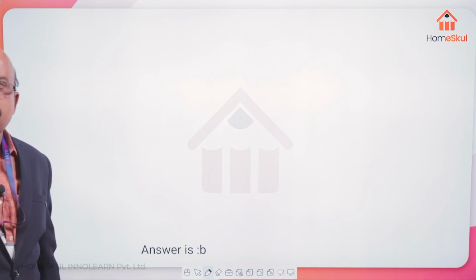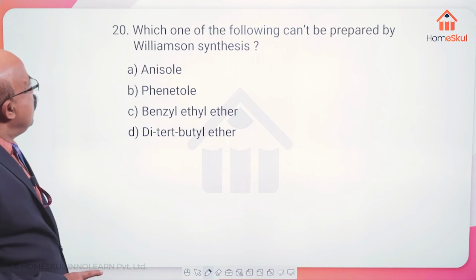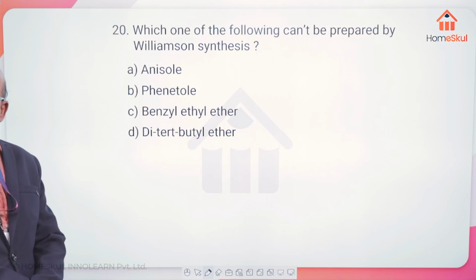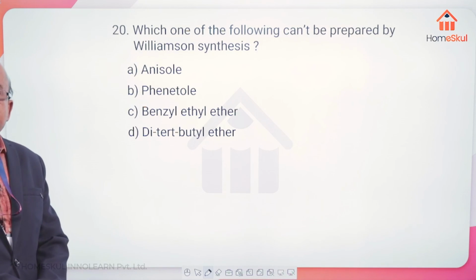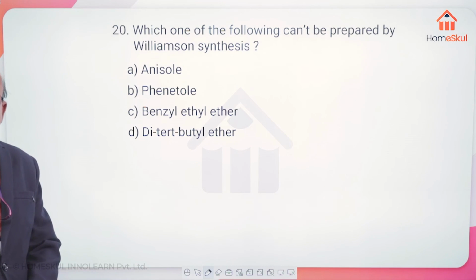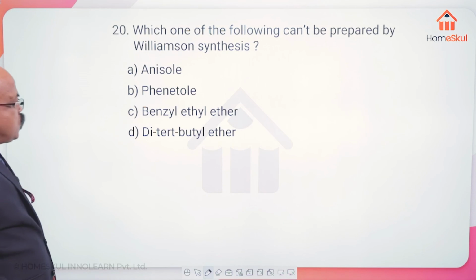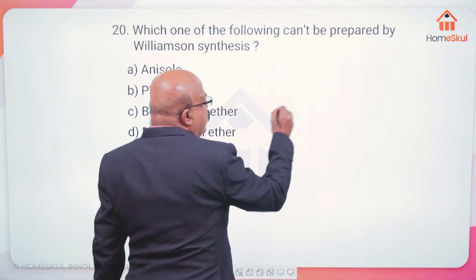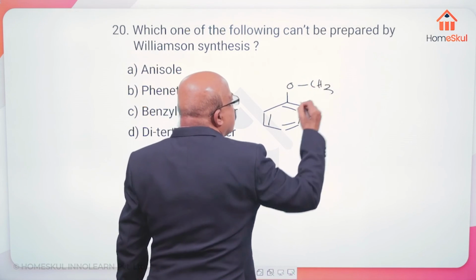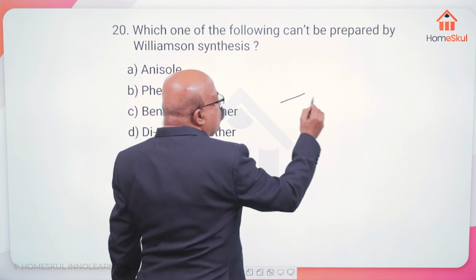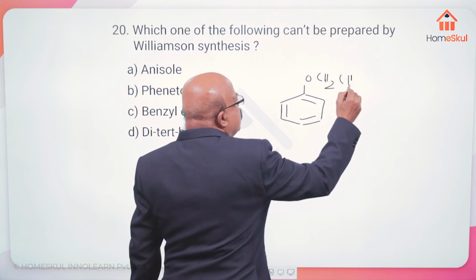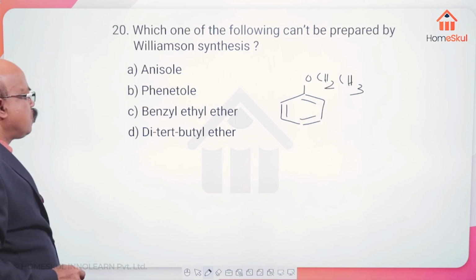One more question. Which one of the following cannot be prepared by Williamson synthesis? Williamson synthesis is not used for preparing ethers containing two tertiary alkyl groups as well as two aryl groups. That means anisole, methyl phenyl ether, can be prepared by Williamson synthesis. Ethoxybenzene, a phenol-based ether, can also be prepared by this reaction.